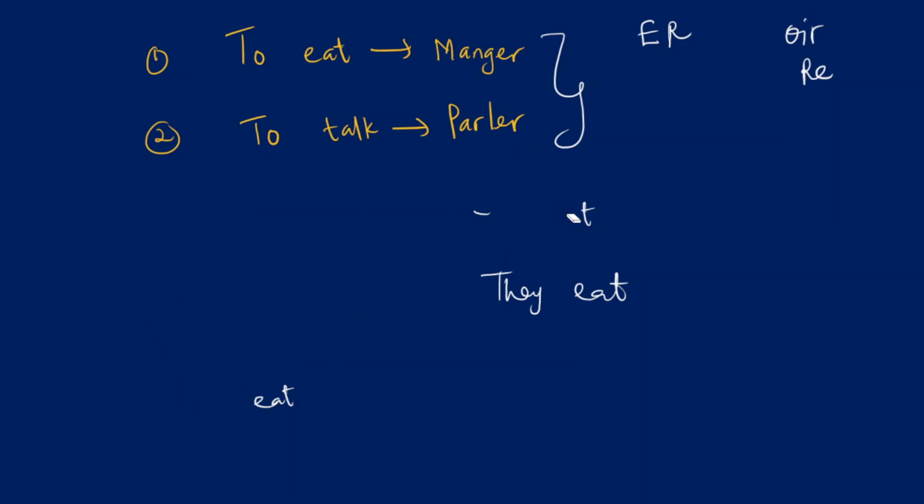Okay, so we're going to see how those verbs are. Let's use the verb to eat. To eat. Now manger. So il. Now, er verbs that terminate with er.